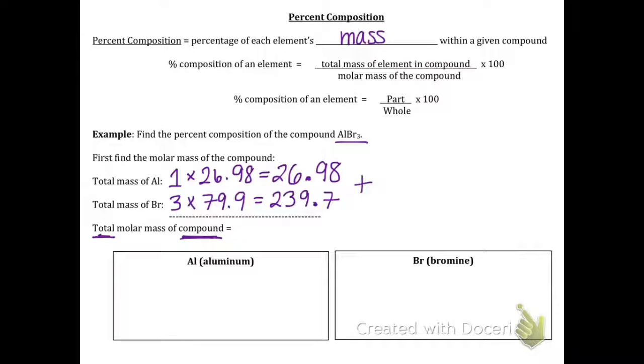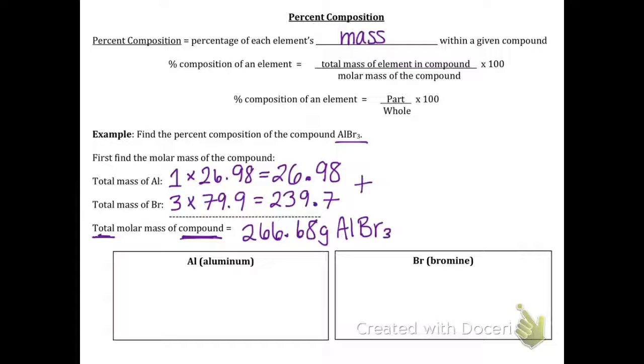Now, if we add this up, then we get the total mass of the entire compound. So if you type it into your calculator, 26.98 plus 239.7, you are going to get, hopefully, 266.68 grams. So that is the mass of the entire compound of aluminum bromide. Now that we have these pieces of information, the question is, how do we find percent composition?